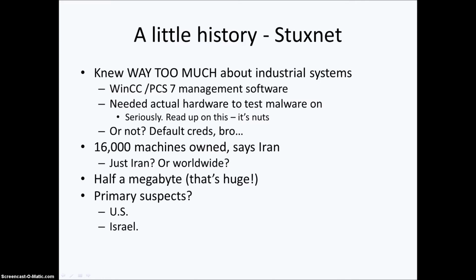Also, kind of a random fact, but Stuxnet was at least half a megabyte in size, and that's really pretty big for a piece of malware.